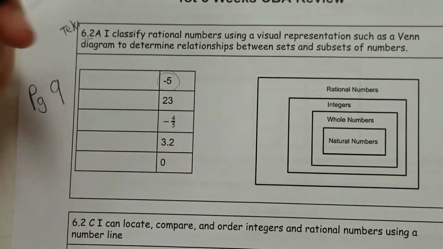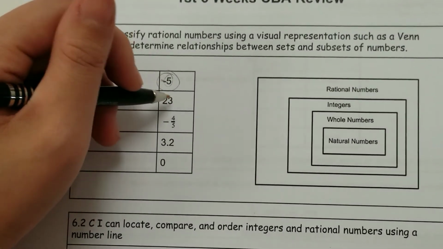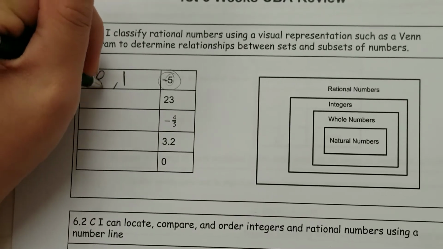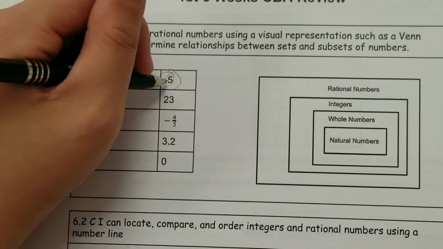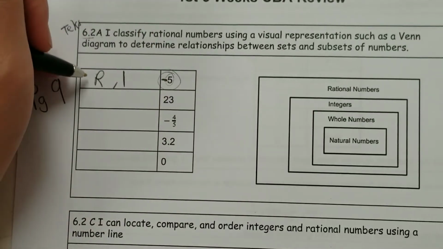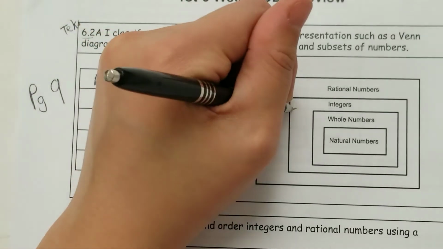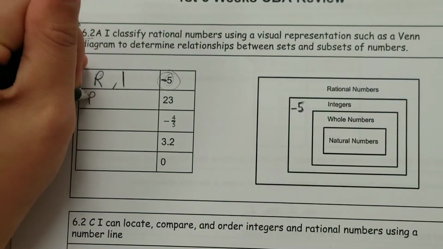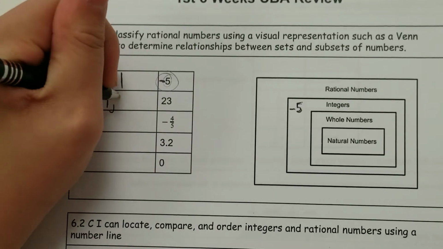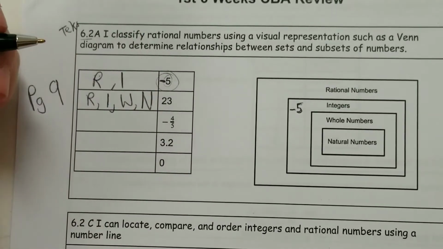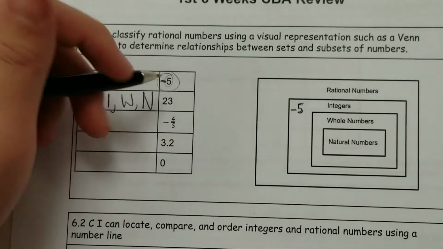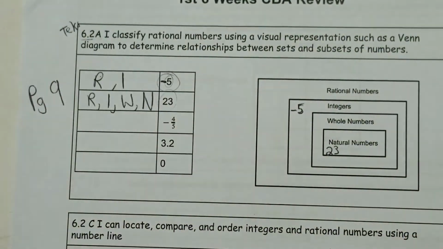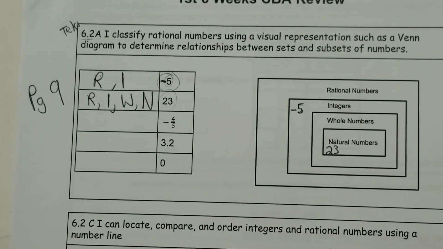We have -5. Because it's a negative and it's like a solid number, we know that this is an integer as well as a rational number. It's not a whole number, however, because it has a negative. Therefore, it's just rational and an integer. The next number we have is 23. I know it's rational, I know it's an integer, I know it's a whole number, and it's also a natural number. It's all of these things because at its core, it's a natural number, which is a number that you can count on your fingers and it'll still be correct.